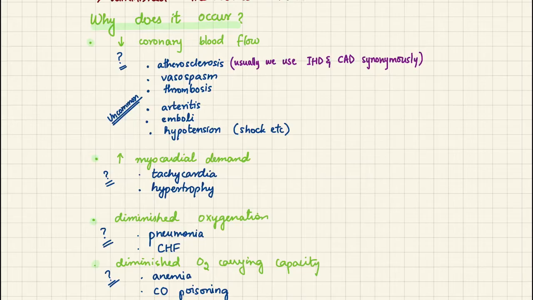This can occur due to congestive heart failure, when the heart fails to pump blood and the muscle of the heart tries to compensate for that and undergoes hypertrophy. So the more muscle, the more demand. Thirdly, we have diminished oxygenation that can occur due to any intrinsic lung disease such as pneumonia, and also due to congestive heart failure, when the right side of the heart fails to pump blood into the lung for oxygenation, or the left side fails to pump it forward.